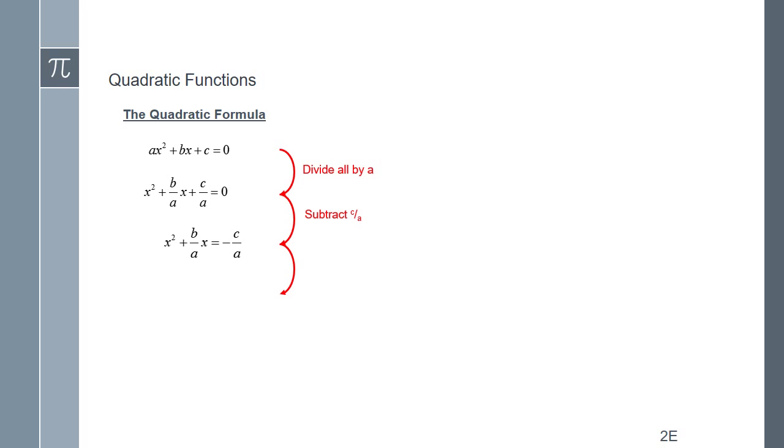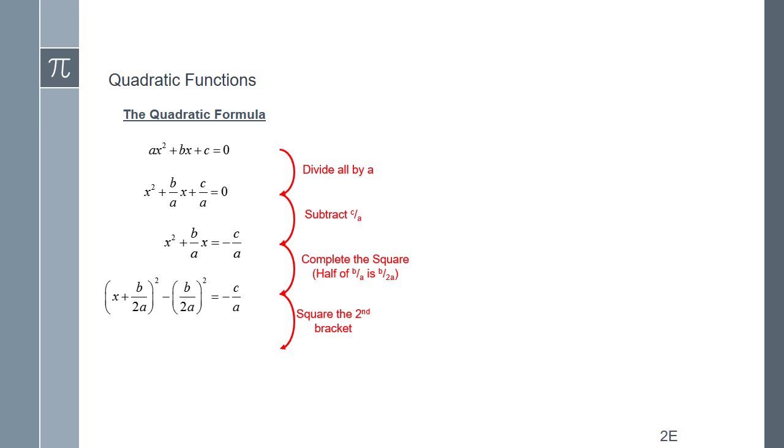Half of b over a is b over 2a, so it's x plus b over 2a squared, minus b over 2a squared, equals minus c over a. If you've forgotten how to complete the square, look at the previous video. Once we've done that, it's now just a question of rearranging it, really. So we square the second bracket, so it becomes b squared over 4a squared.